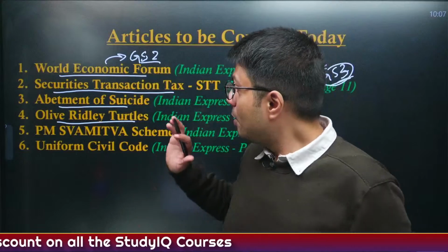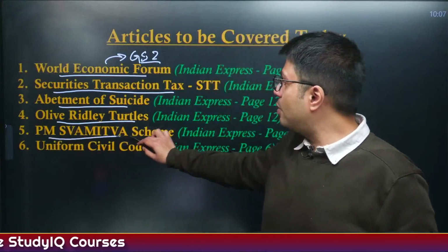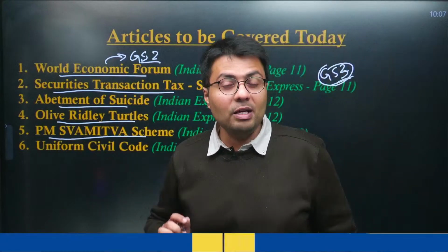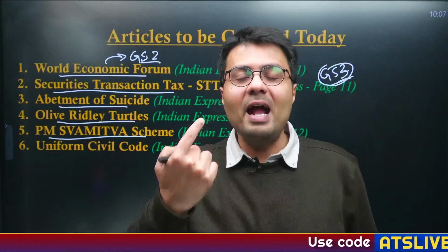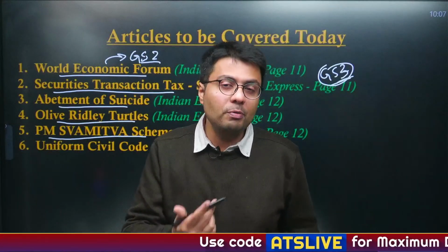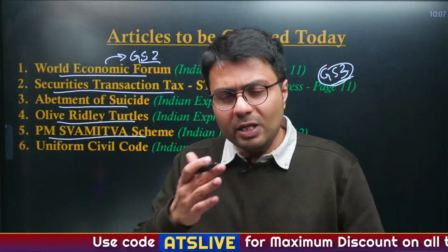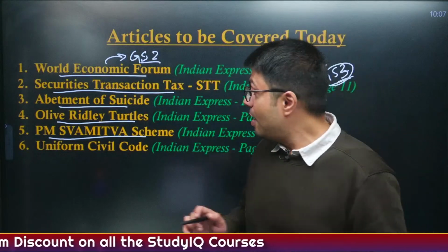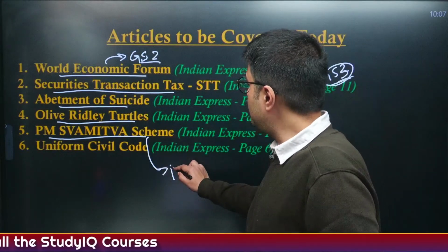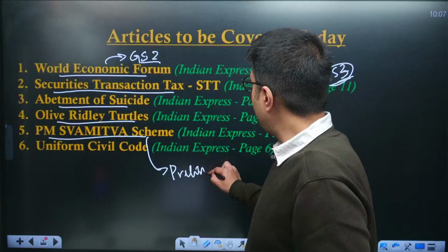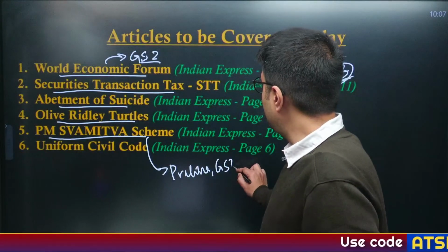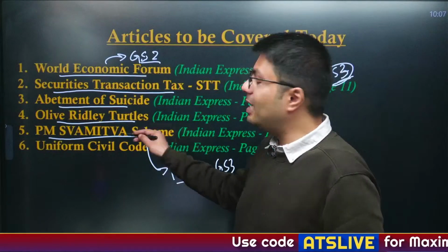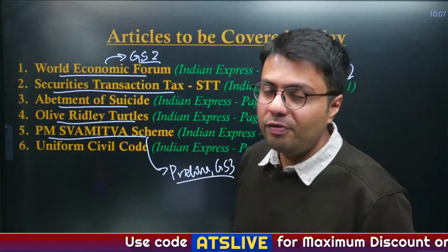Also, we'll be dealing with the PM Swamitva scheme, as it is a scheme by the union government which provides a record of land ownership to the people living in rural areas. What are the features of this scheme? We'll try to understand this in our discussion today, and it is important primarily from the prelims perspective as well as from the GS paper 3 perspective. So this is an important development and it appeared in the explained section of the Indian Express.